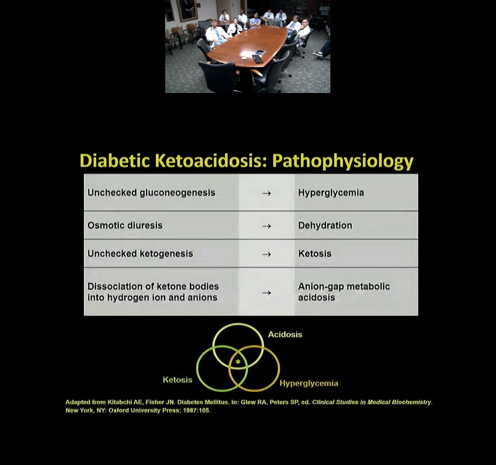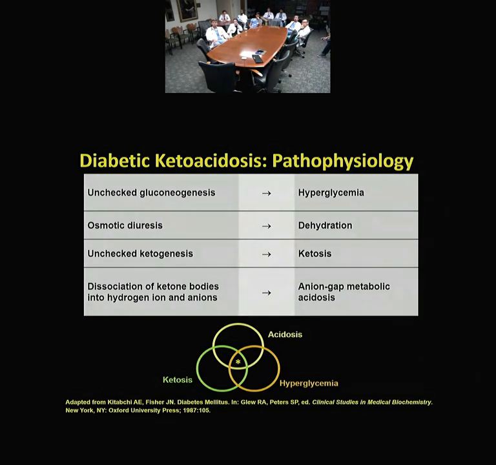So the pathophysiology of ketoacidosis is unchecked gluconeogenesis, and so hyperglycemia, osmotic diuresis and dehydration, unchecked ketogenesis or ketosis, and dissociation of ketone bodies into hydrogen and anions, and so you have what we call anion gap metabolic acidosis. And so these are the main features of DKA.